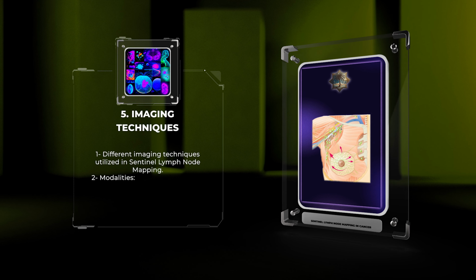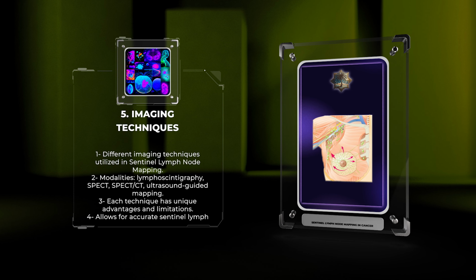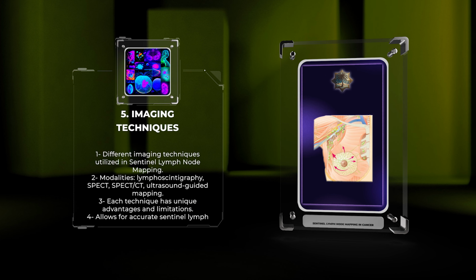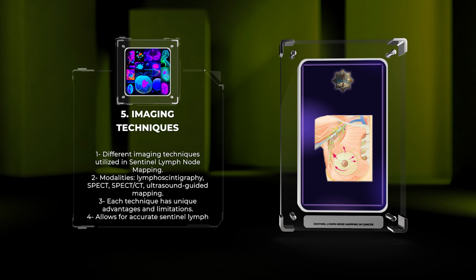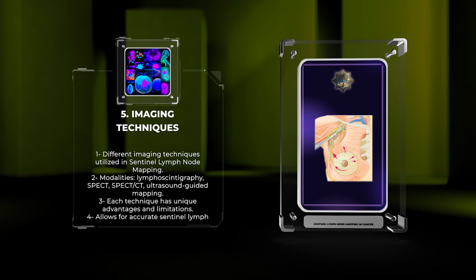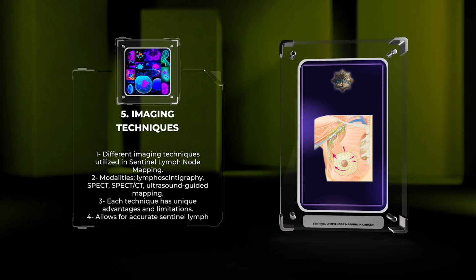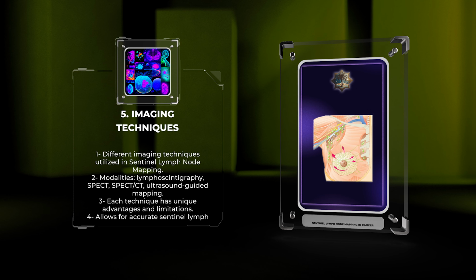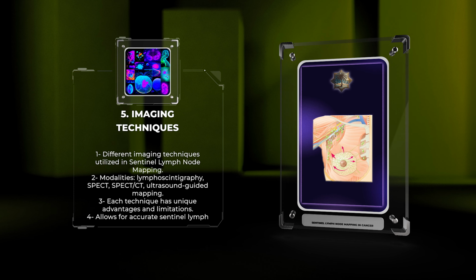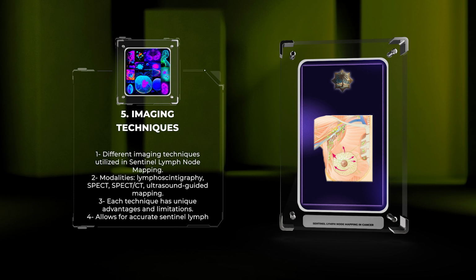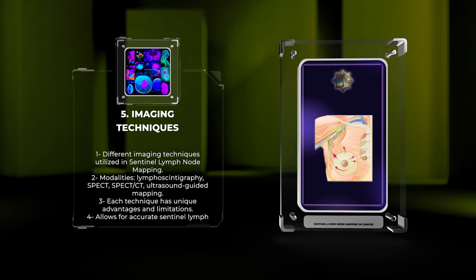This segment offers a comprehensive overview of the different imaging techniques utilized in sentinel lymph node mapping. It covers modalities such as lymphoscintigraphy, single photon emission computed tomography, SPECT/CT hybrid imaging, and ultrasound guided mapping. Each technique has unique advantages and limitations, allowing radiologists to employ a multimodal approach for accurate sentinel lymph node identification and localization.